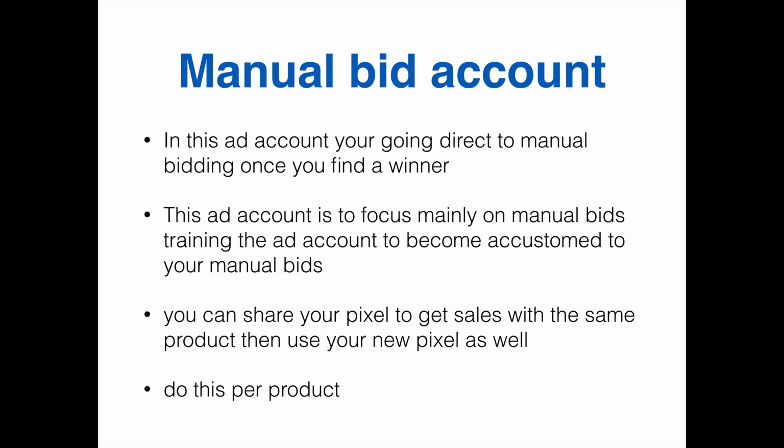Now, when your ad account gets accustomed to manual bids, it kind of learns your behavior. It's an AI, so the algorithms and everything that comes along with it studies your behavior. It knows exactly what you like and what you don't like. It understands when you're going to cut it off, when you're going to cut it on, and what it needs to do. So when you're training the ad account, that's exactly what's going to happen.